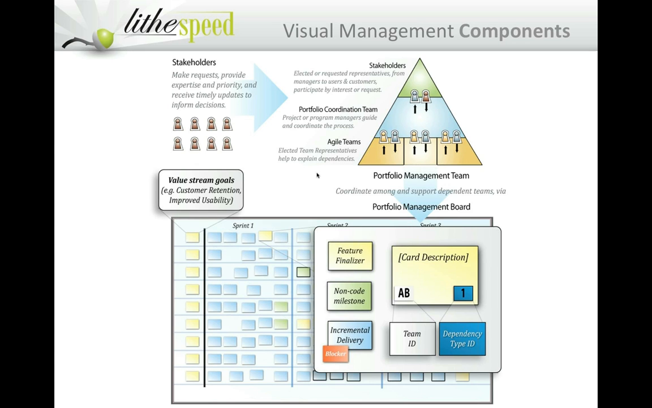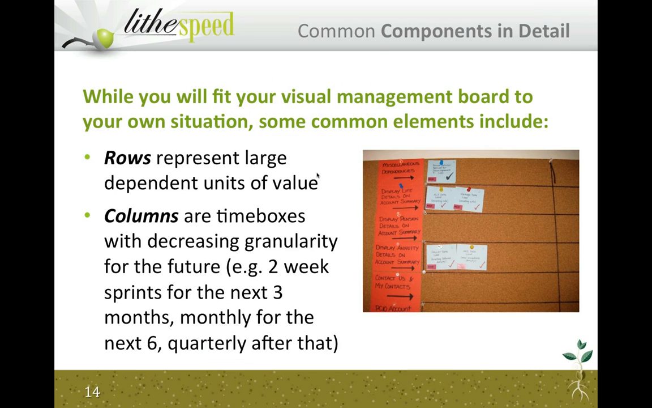And you see at the bottom here a large board. Now there are a few elements that are going through, and I'm going to step through these one by one. So let's begin. The rows in these boards represent these value streams, large dependent units of value. These would be things that your company finds important to track.